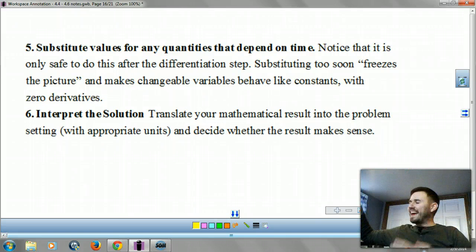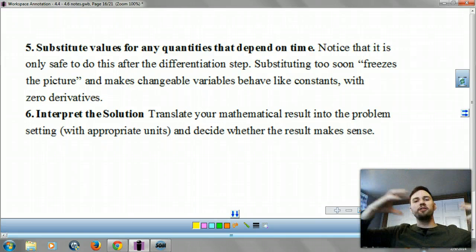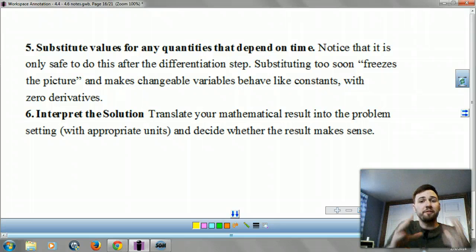Next, we take everything we know and plug it into the equation. We freeze the picture because we're looking at a given exact moment. How fast is a car going? A rocket? How much is our volume changing? How much water is coming out? What do we need to do to fix this chili? That's actually a problem we might see in class. We're going to do one like that in class.